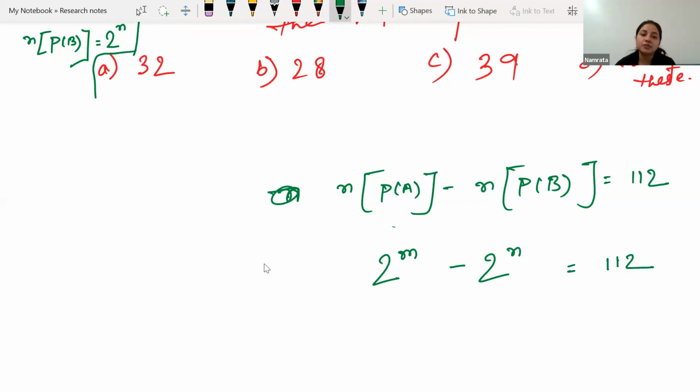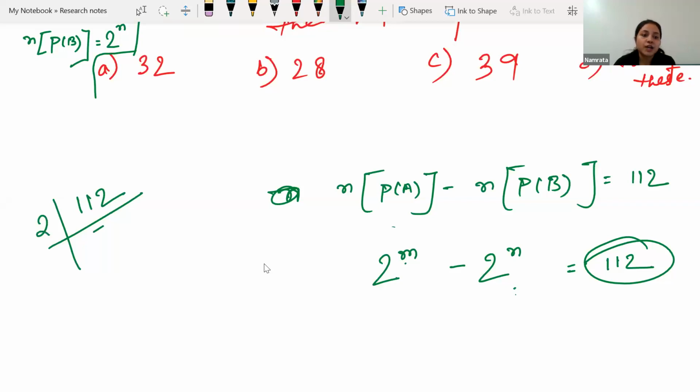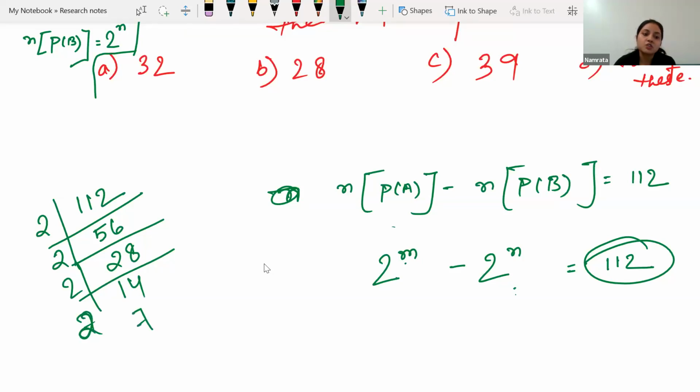Now this 112, let's do the factorization. Here we are having 2 raised to the power something. If I ask a class 9 or class 10 student, they will say, okay ma'am, let's do the same on the right hand side also, 2 raised to the power something, if that is possible. So let's do the factorization. 112: 2 times 56, 2 times 28, 2 times 14, 2 times 7. So we got 2 into 2 into 2 into 2, that means we got 2 to the power 4, but we got 7 also over here.